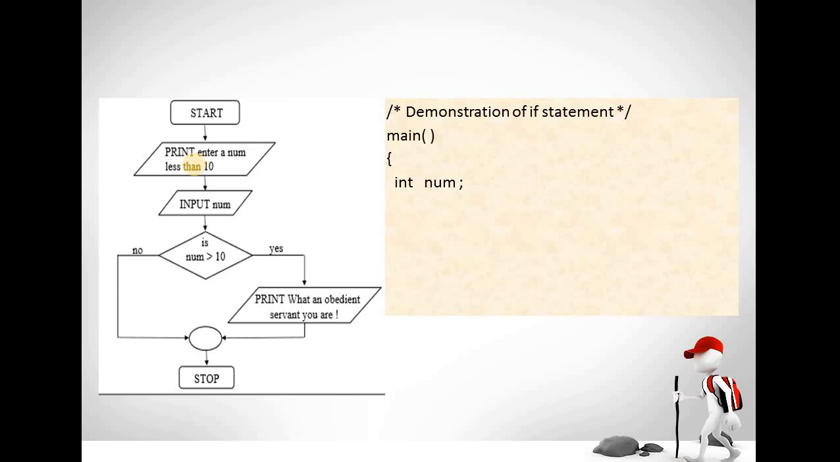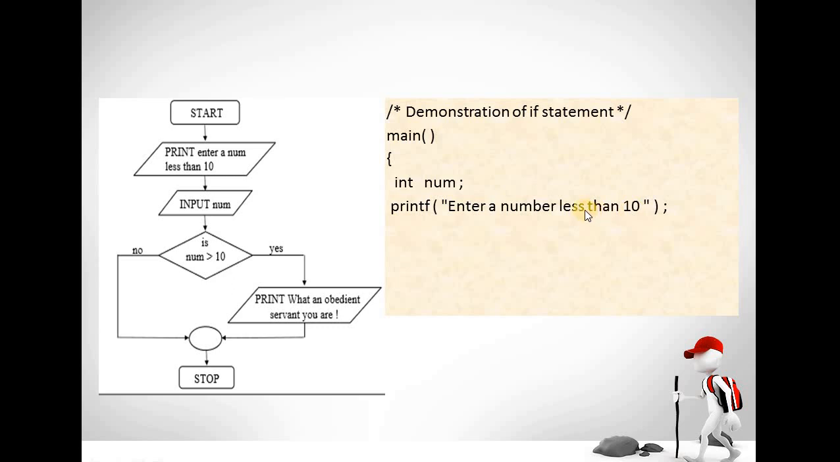Integer number. Why? Because over here we want to take input from the user, and whenever we want to take input from the user, we have to declare a variable, and over here a user is going to enter any number, that's why we have declared integer number. That means number is our variable name, and the type we have declared is integer. After that, in the flowchart we have written print enter number less than 10, so we have written the statement printf enter a number less than 10.